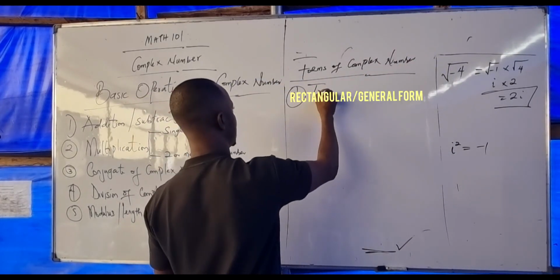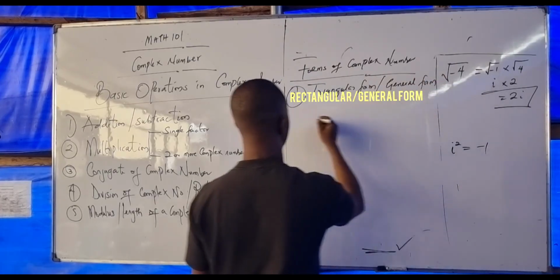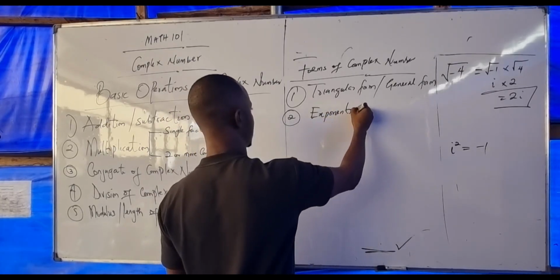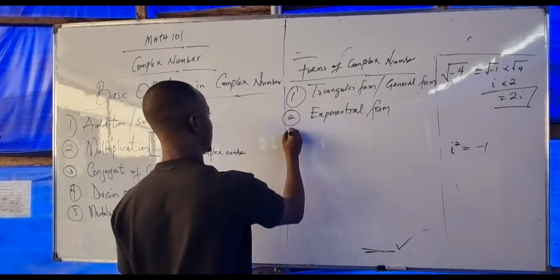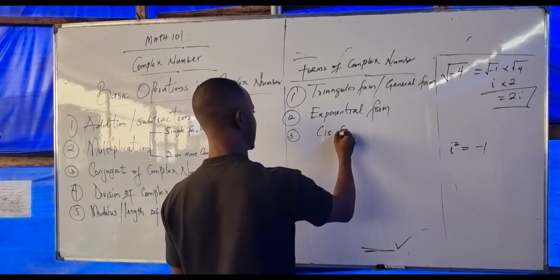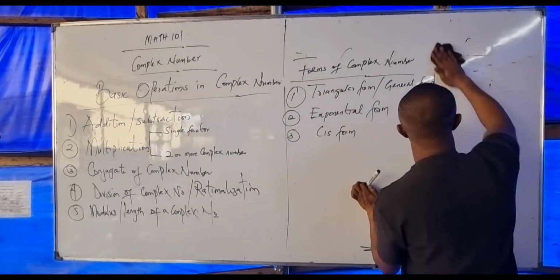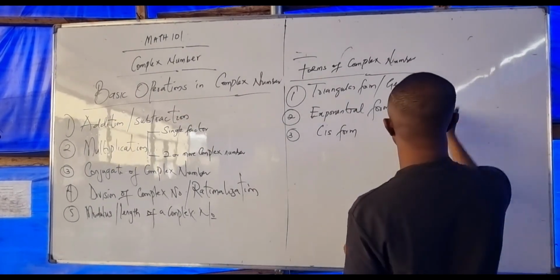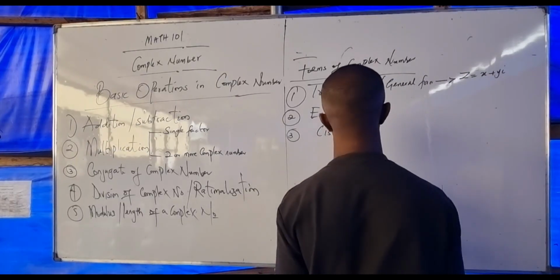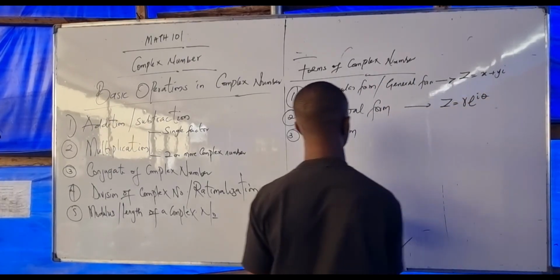We have what we call the general form. Number 2, we have what we call the exponential form. Number 3, we have the cis form, C-I-S. The triangular form is z equals the general one we know, x plus yi. Exponential form is z equals r exponential i theta.